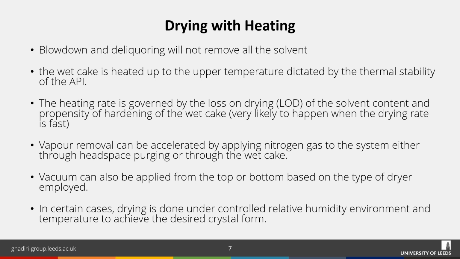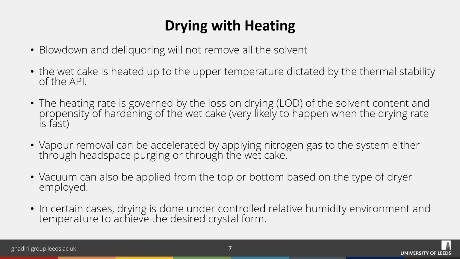However, the vacuum itself will not remove all the solvents in the wet cake. Quite often, we need to heat up the wet cake to the upper temperature limit, and that is decided by the thermal stability of the API. The heating rate is governed by the loss on drying of the solvent contents and the propensity of hardening of the wet cake, which is very likely to happen when we have a very fast drying rate.